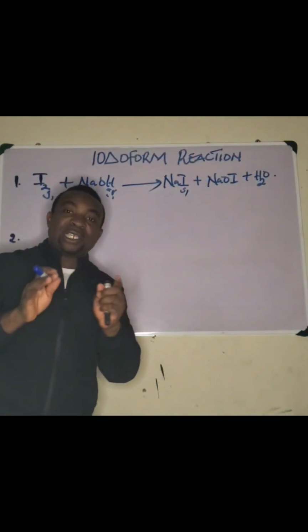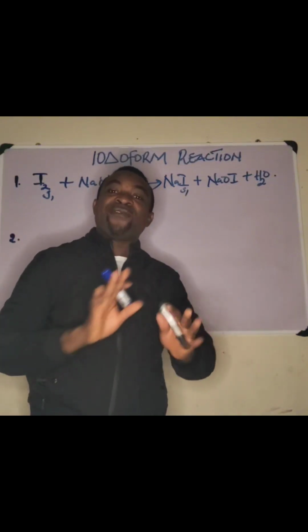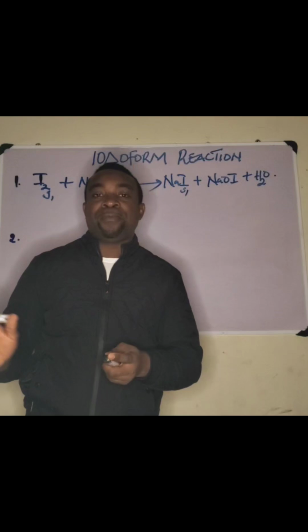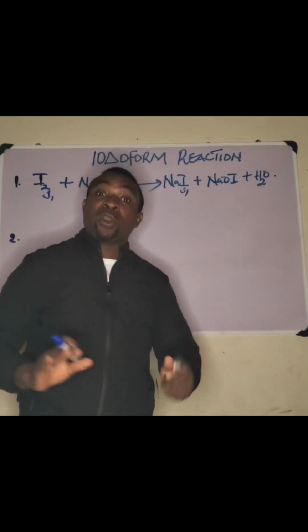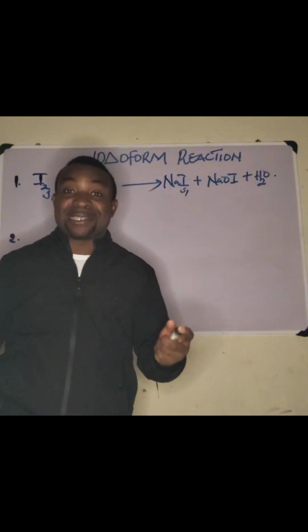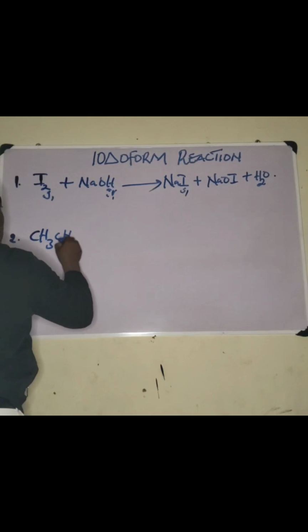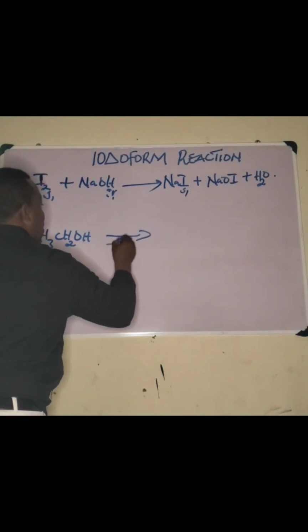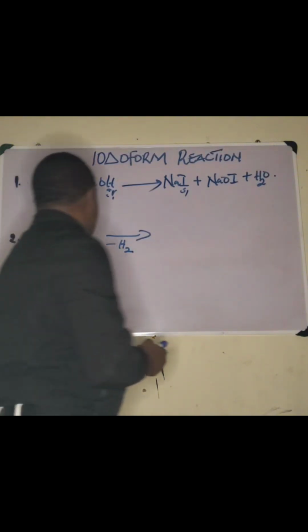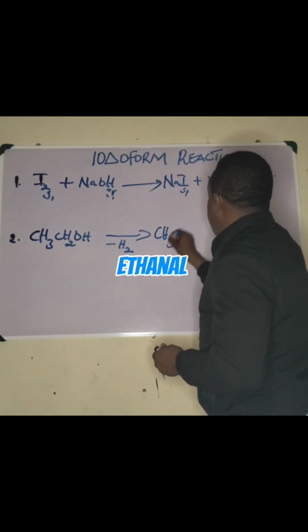Then the second stage in this reaction is mild oxidation, or partial oxidation, of ethanol. You have to oxidize it mildly or partially, not a complete oxidation, because if you oxidize ethanol completely, you are going to get ethanoic acid. But in this case we are going to partially oxidize ethanol. Look at what happens here. 2 atoms of hydrogen are removed from here, leaving us with CH3CHO.